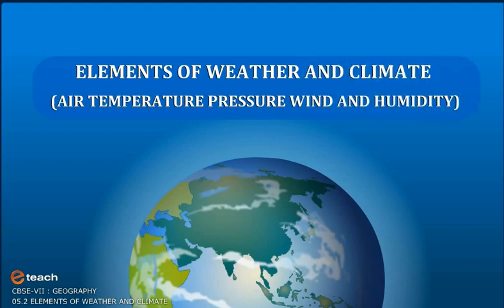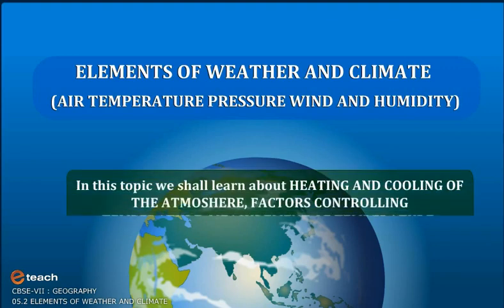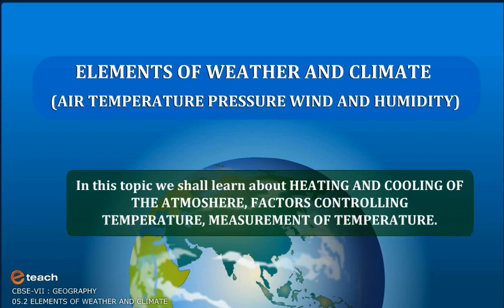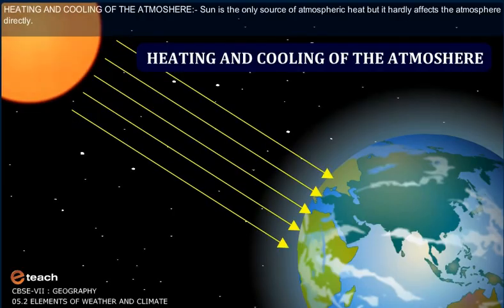Elements of weather and climate: air temperature, pressure, wind and humidity. In this topic, we shall learn about heating and cooling of the atmosphere, factors controlling temperature, and measurement of temperature. Heating and cooling of the atmosphere.